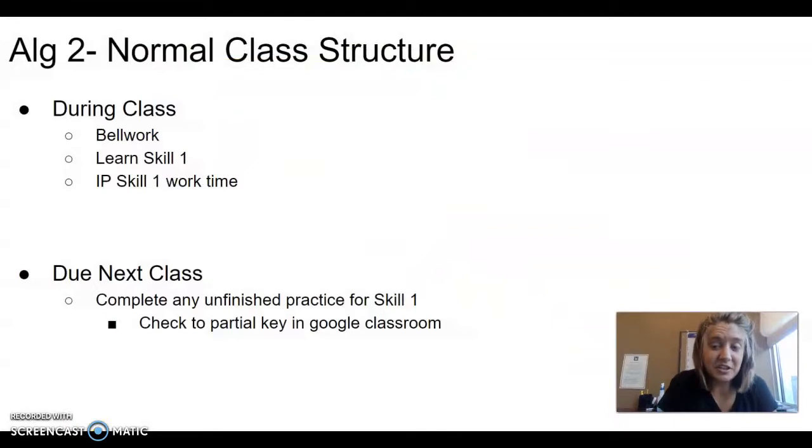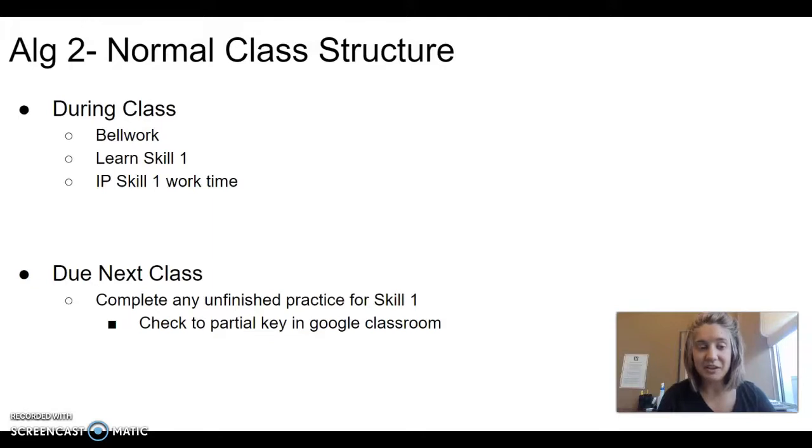So a normal class structure is at the beginning of class we will do bell work, and then we will learn skill 1 as a class, and during that time there'll be whiteboards and chances for the students to practice that skill as we go. And then once we're done with formal notes or learning, students will have time to work on their skill 1 IP. And then next class is finishing any of that unfinished practice for skill 1. And there's a partial key on Google Classroom to check your IP too. So obviously it's not always skill 1, I'm just picking a skill, so we progress through skills.